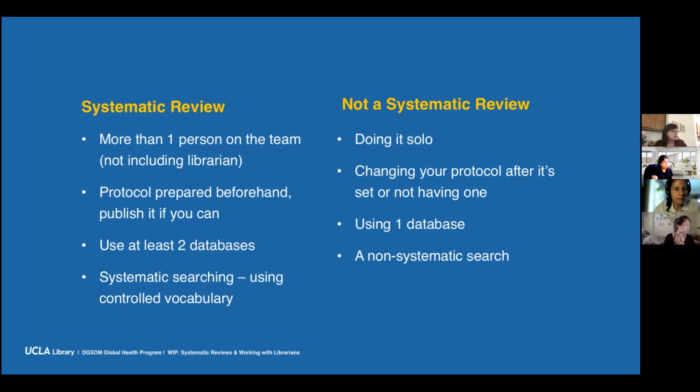And then systematic searching itself is using controlled vocabulary. So essentially controlled vocabulary, some of you may or may not be familiar with MeSH terms. These are basically the hashtags of databases. MeSH is specifically for PubMed. Embase has terms called Emtree. And sometimes it's just what's their controlled vocabulary.